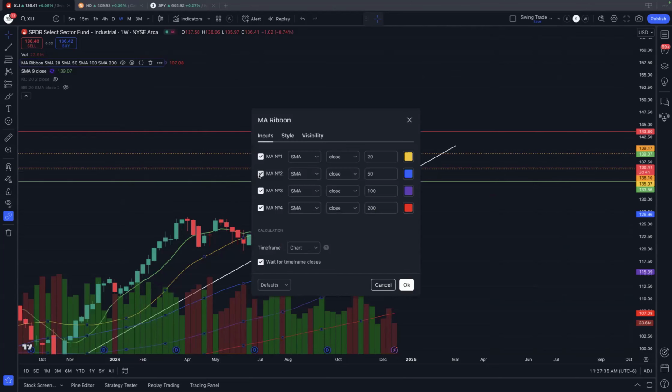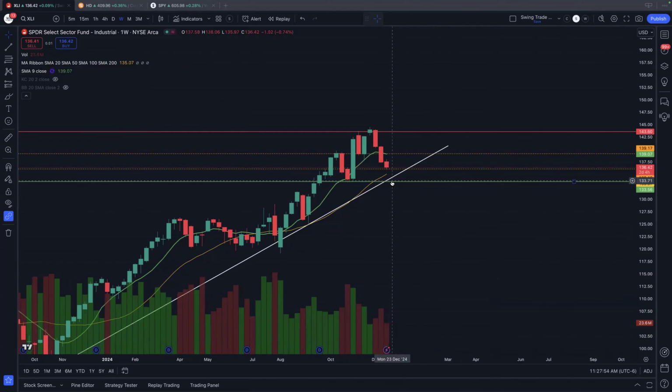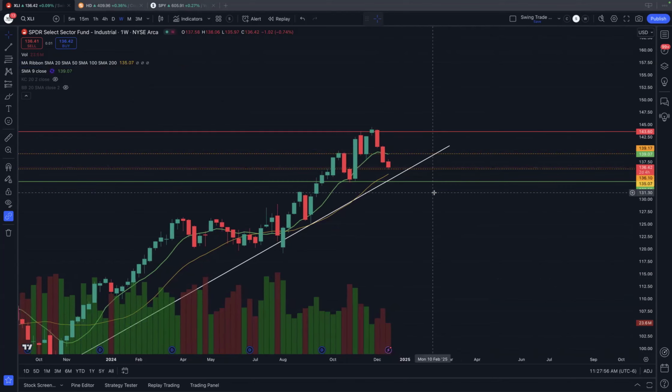I'm going to turn off the 50 through the 200 averages, and we're going to look at just the 9 to the 21. You had a beautiful range right there. Because I'm on the weekly, I know that this is a swing trade, but you knew when to enter below 139 and you knew what to target, 135. And it matches up with the trend line as well. Beautiful trade setup right there.